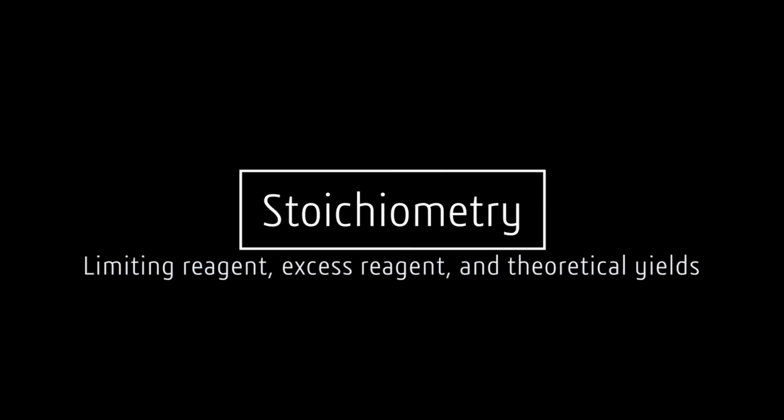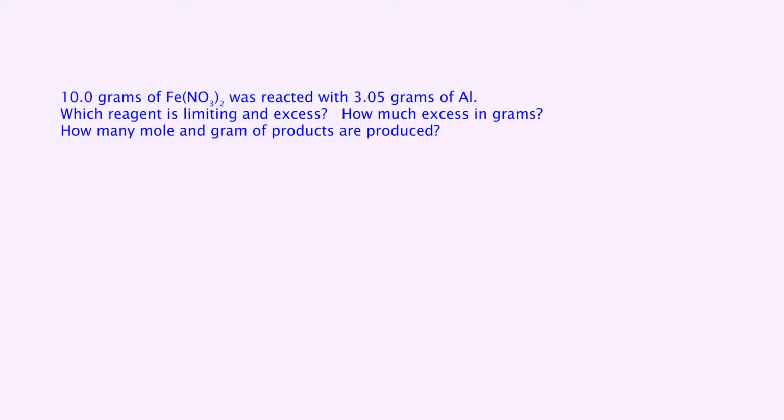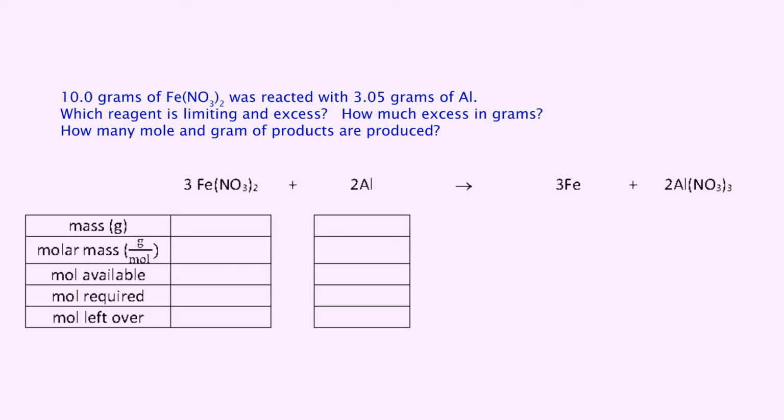This is another stoichiometry question involving limiting reagents, excess reagents, and theoretical yields. 10.0 grams of iron(II) nitrate was reacted with 3.05 grams of aluminum. Which reagent is limiting and which reagent is in excess? How many grams of excess is present after the reaction is completed? And how many moles and grams of products are produced theoretically?